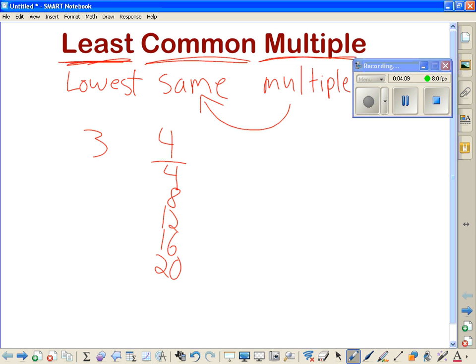Then I'm going to move on to 3. And I'm going to use a little trick here that's going to help you out. So I'm going to start listing multiples of 3.